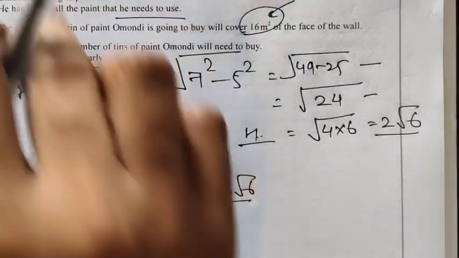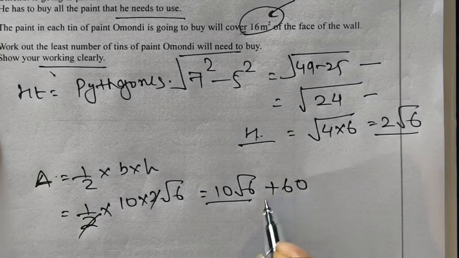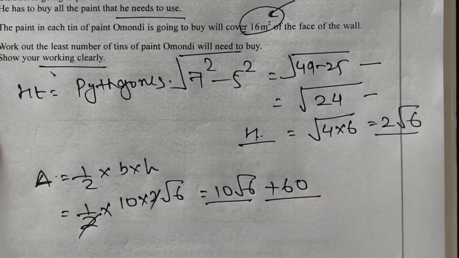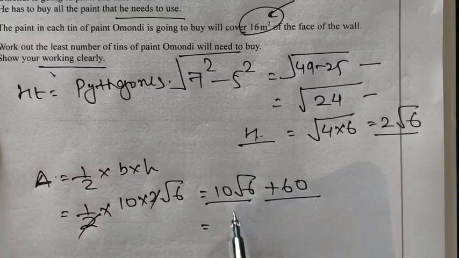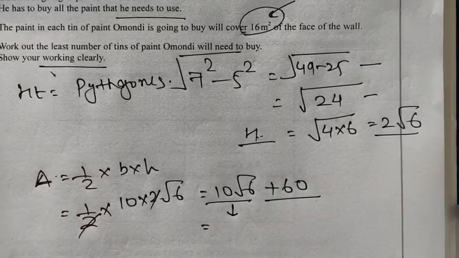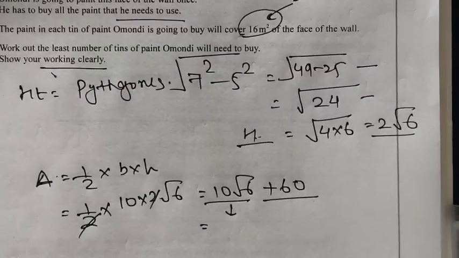Now what is the total area? 10 root 6 plus 60. Correct? If you want to convert 10 root 6 into a number to add to 60, you can convert it into a decimal also. So what is root 6? 10 into root 6.